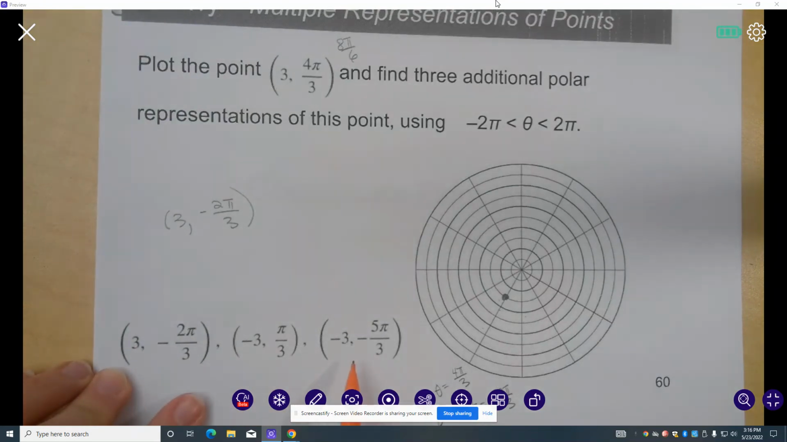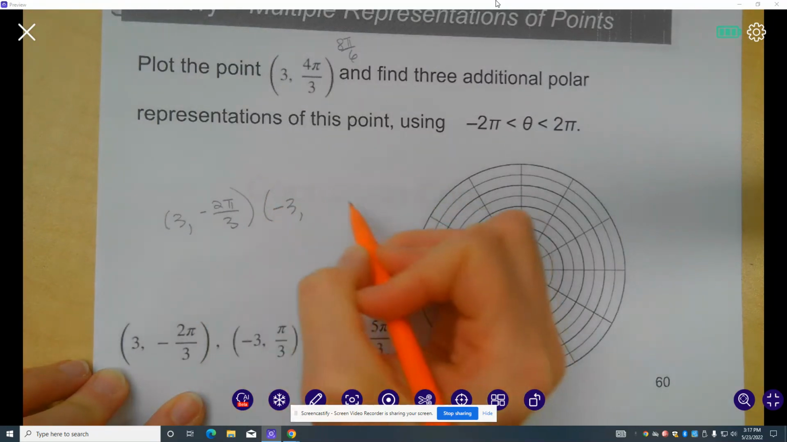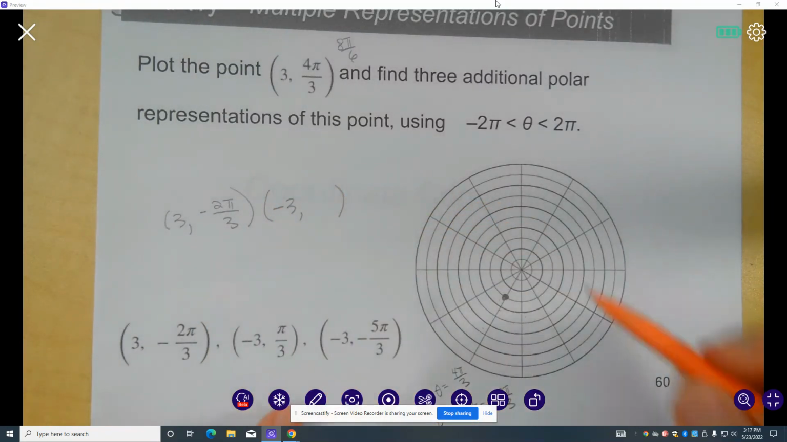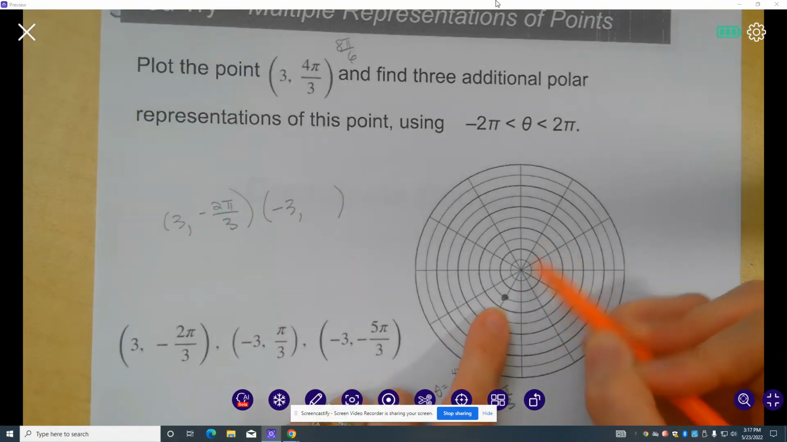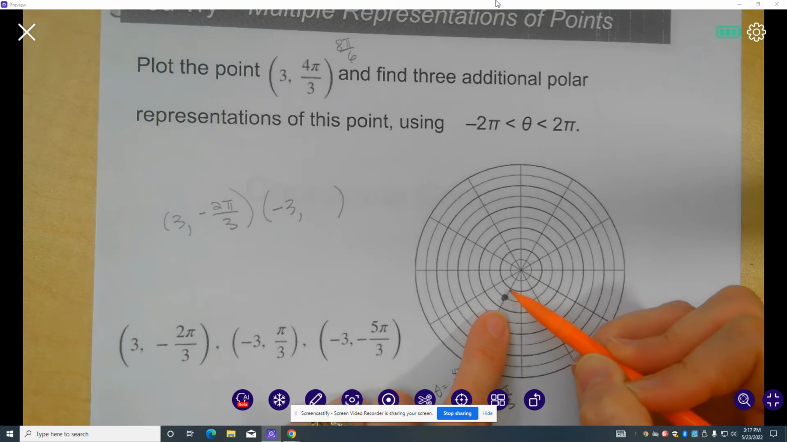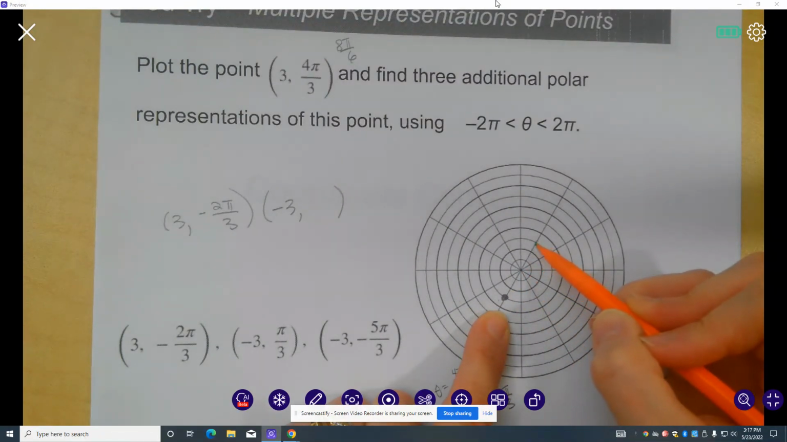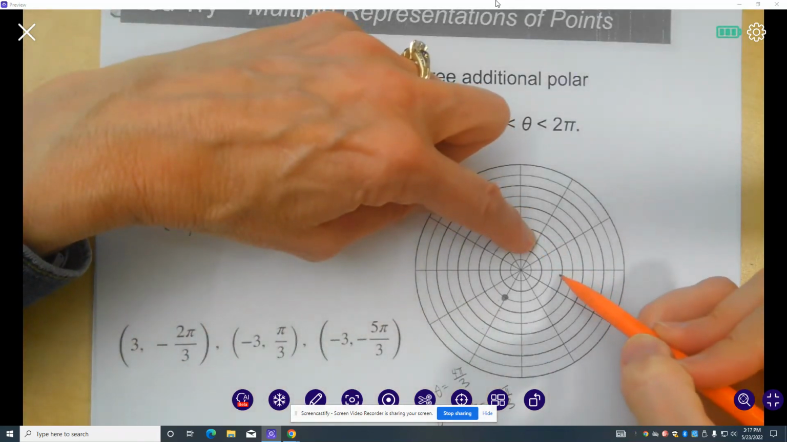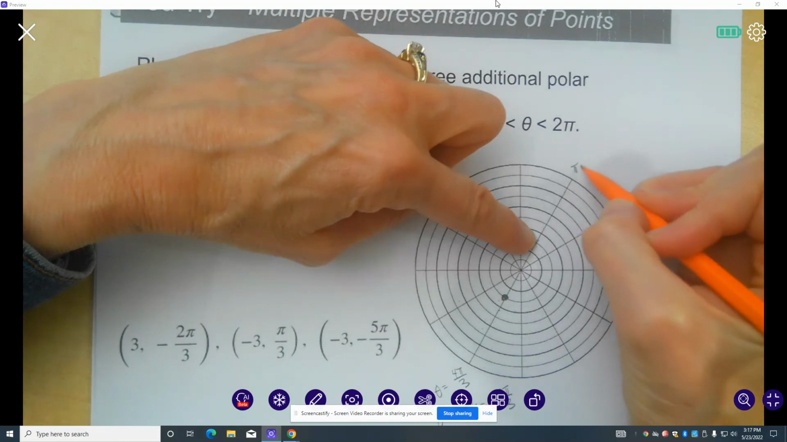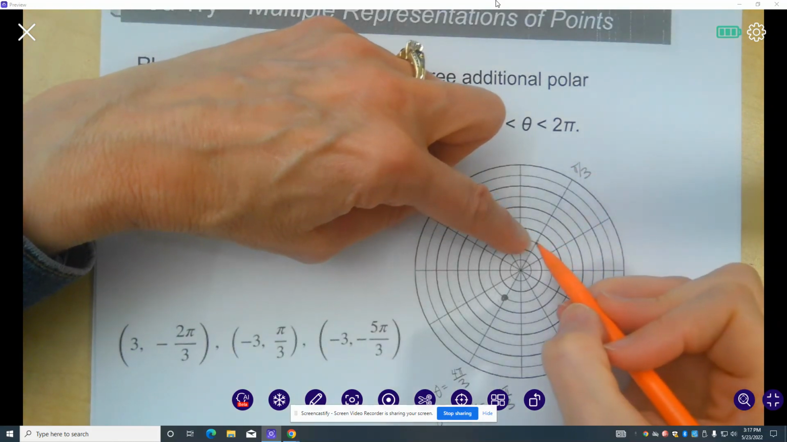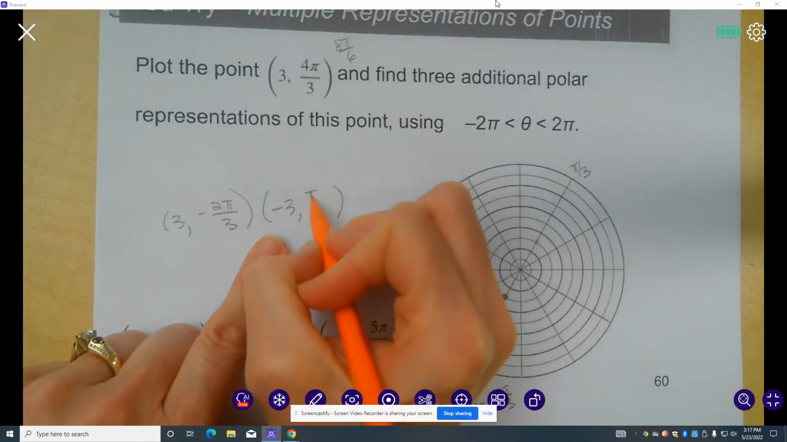Now, the other 2 ways I want to represent it are with the negative radius. Now, the negative radius that I can see right here is this angle right over here. So this is 1, 2, 3. If I go 3 in the opposite direction, I would be here. And this angle is 1 pi over 6, 2 pi over 6, or pi over 3. So I can represent this point as negative 3, pi over 3.